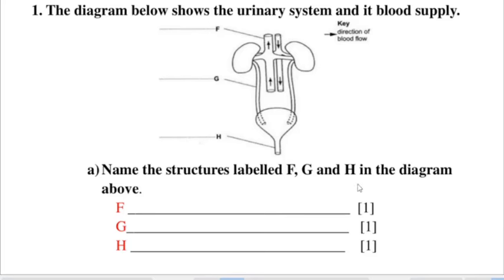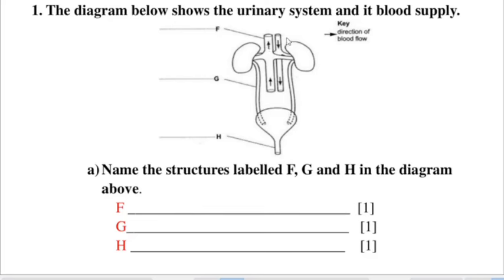Question A, name the structures labeled F, G and H in the diagram above. So they want us to identify the structures labeled F, G and H. When you look at the structure labeled F right here, this is the vena cava. The vena cava is the one that is taking the deoxygenated blood from different body organs to the heart.